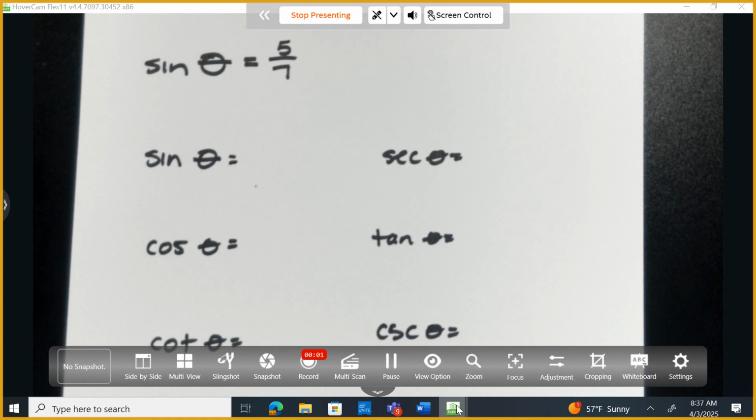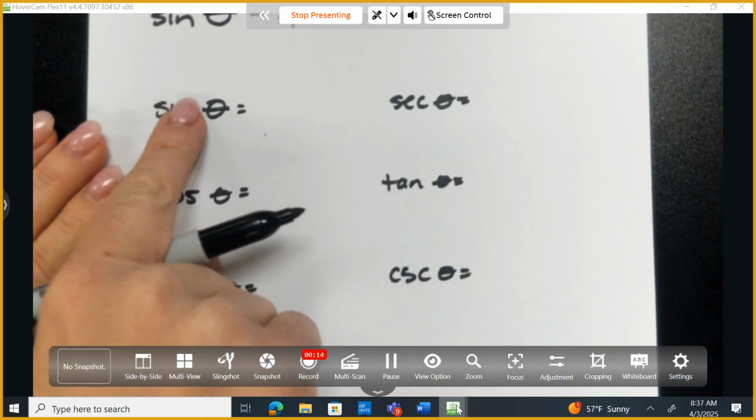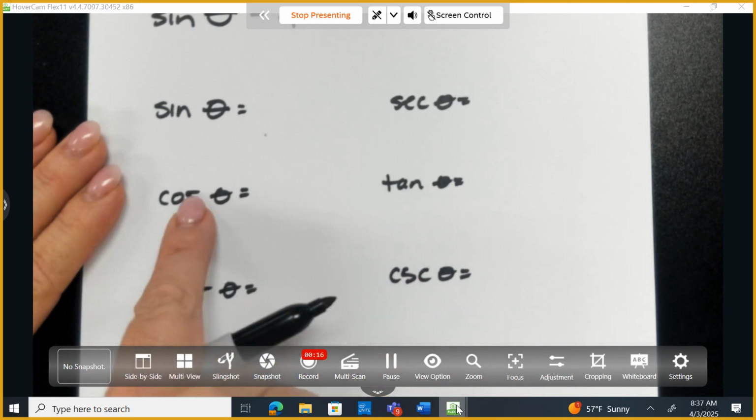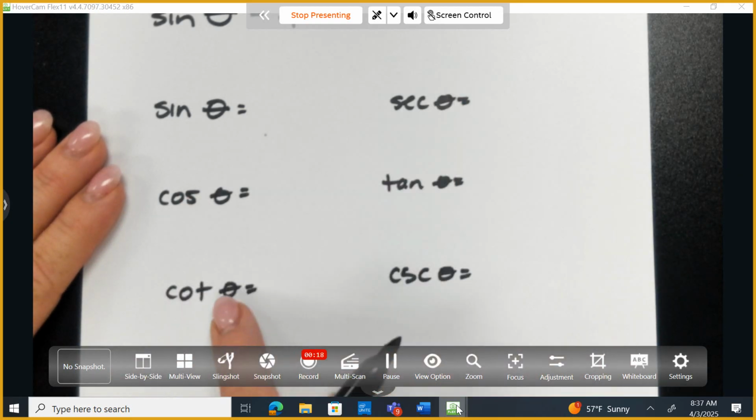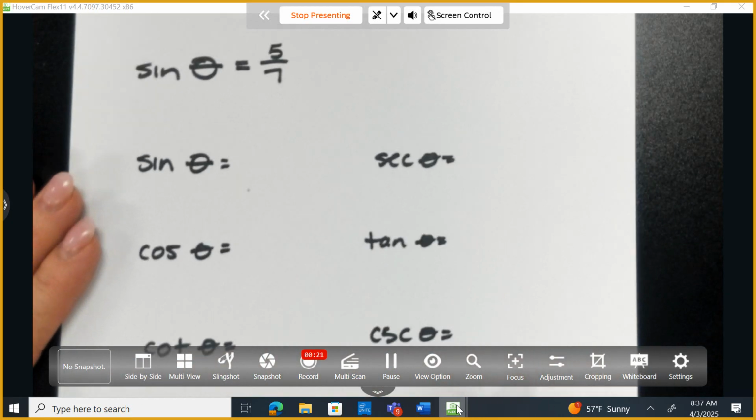So our goal is to use the concepts of trigonometry and how we create ratios for sine, cosine, tangent, and then the secondary trig functions, cosecant, secant, and cotangent. Notice that they're not in order. So across from sine is not cosecant, across from cosine is not secant, and across from tangent is not cotangent. So keep that in mind.